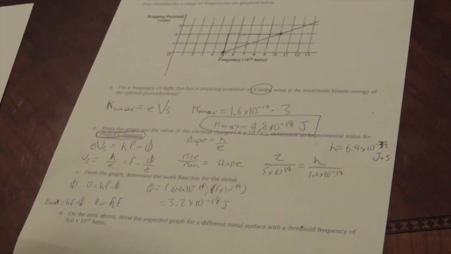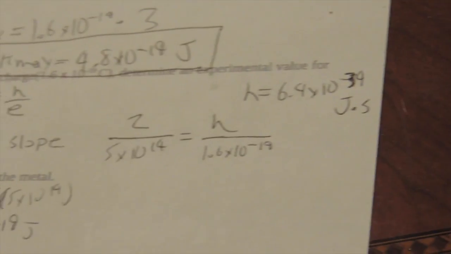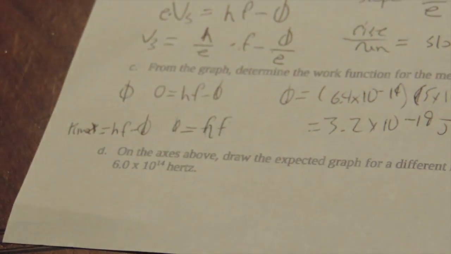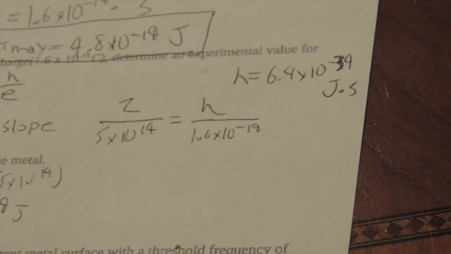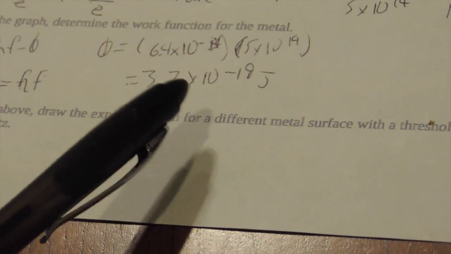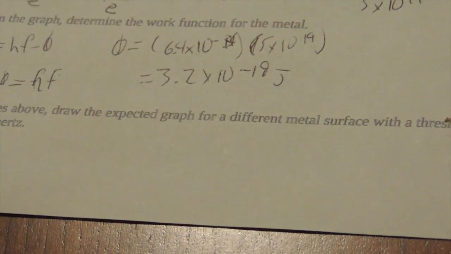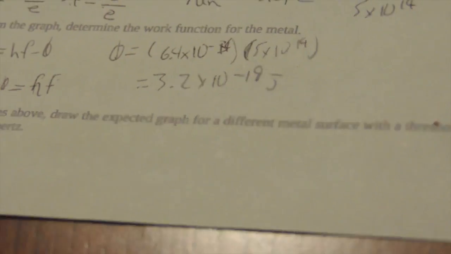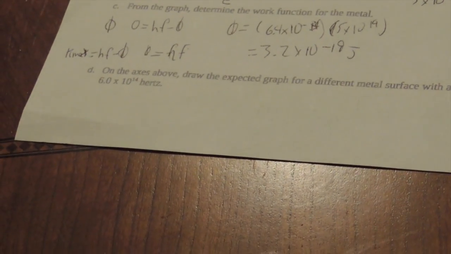Alright, so we did make a slight error. This in fact is not 6.4 times 10 to the negative 14th, but times 10 to the negative 34th. So we use the work function. Kmax is 0, so work function equals HF. Work function equals H, which is 6.4 times 10 to the negative 34th. We plug that in right there, and then we multiply that by 5 times 10 to the 14th, which is our frequency found up here. And we get 3.2 times 10 to the negative 19th joules, because work function is in joules in this problem. Circle that. Don't forget units.